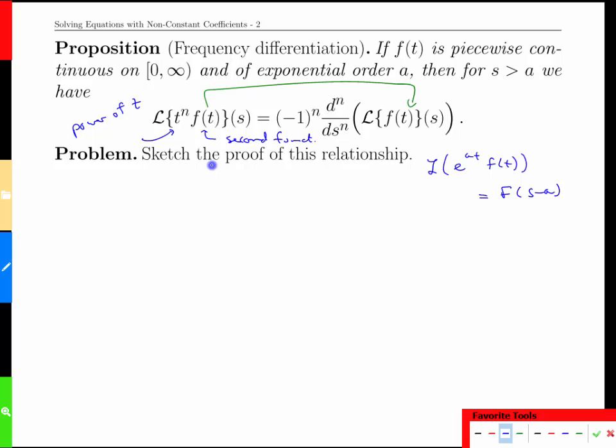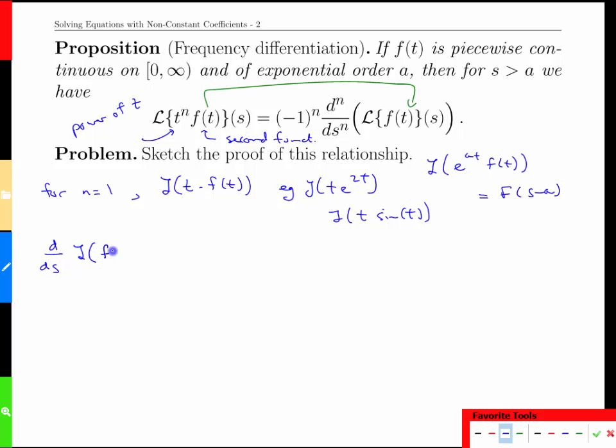Now we're going to prove this, at least sketch the proof, for the n equals 1 case. So this is like Laplace transform of t times some other function. For example, Laplace of t e to the 2t, or Laplace of t sine t, things like that. What we're going to do is start from the other side and ask what happens when we take the derivative of the Laplace transform of some function.